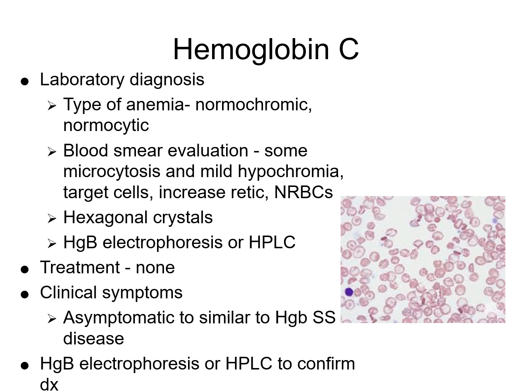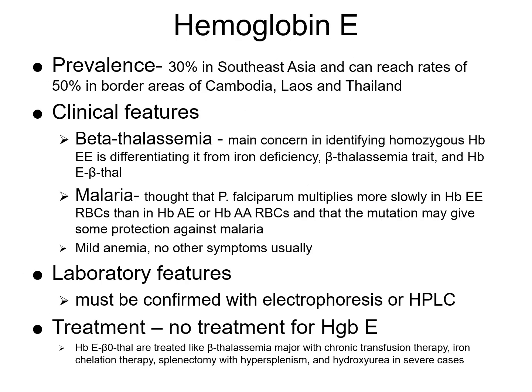Hemoglobin electrophoresis or high performance liquid chromatography can be used to confirm diagnosis of hemoglobin C. Treatment, there's usually no treatment required. That's because clinical symptoms can range from asymptomatic to presentations that are actually pretty similar to hemoglobin S disease in some cases. So depending on what their symptoms are would guide what we would need to do for treatment. And as mentioned earlier, diagnosis is confirmed by hemoglobin electrophoresis or high performance liquid chromatography.